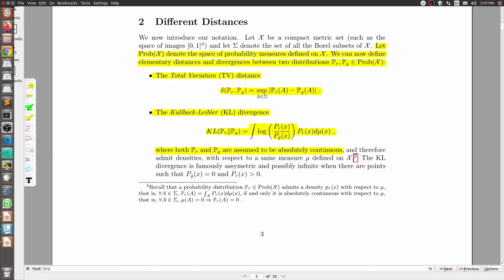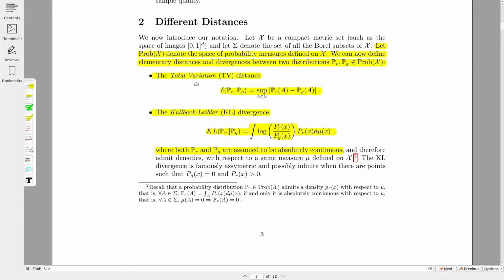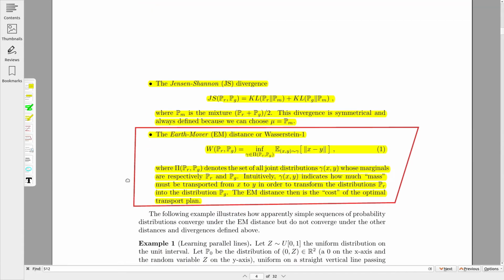Our first option is total variation distance. Second one is Kullback-Leibler divergence or KL divergence as it's popularly known. And the third one is Jensen-Shannon divergence. So this is the one that's normally used for all regular GANs, like for example DCGAN.